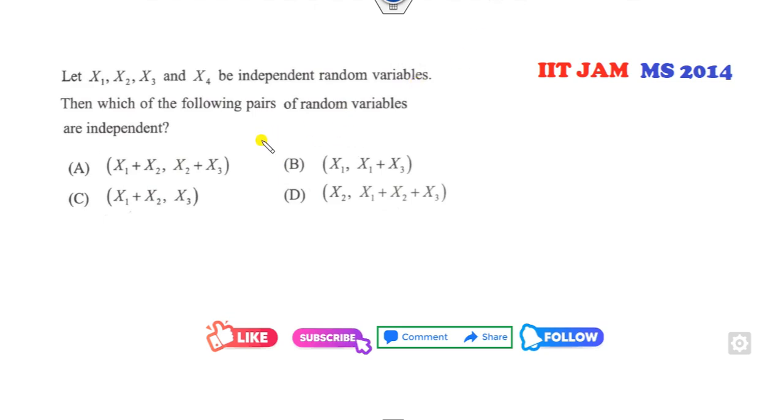Which of the following is my independent pair? Clearly x2 and x2 are there, so it is not independent. x1 and x1 are there, not independent. None of them is common, fine. x2 and x2 are there, it is not independent.